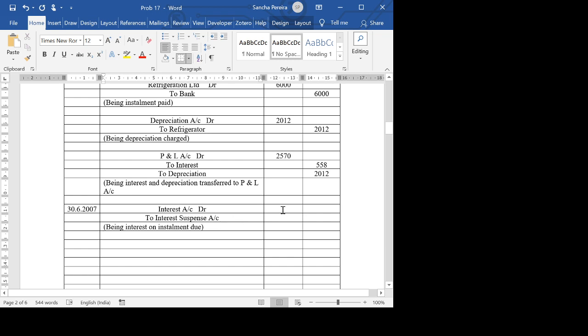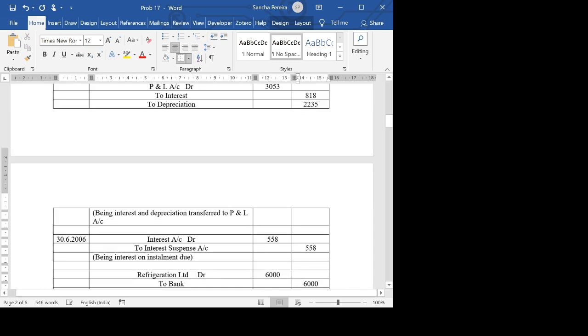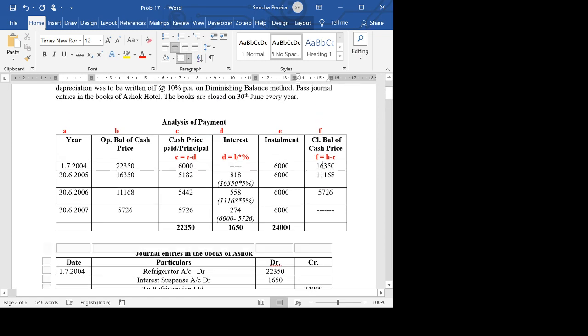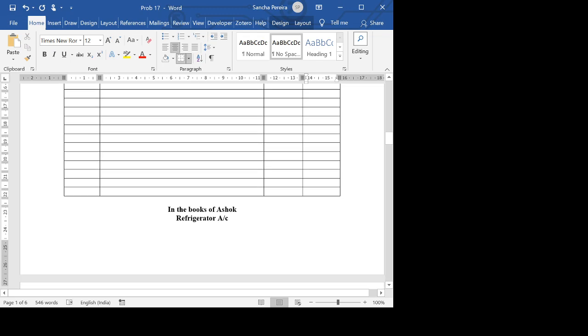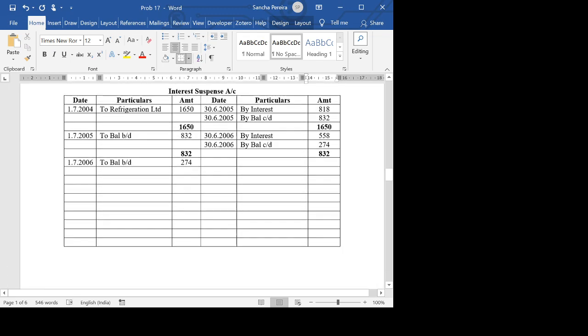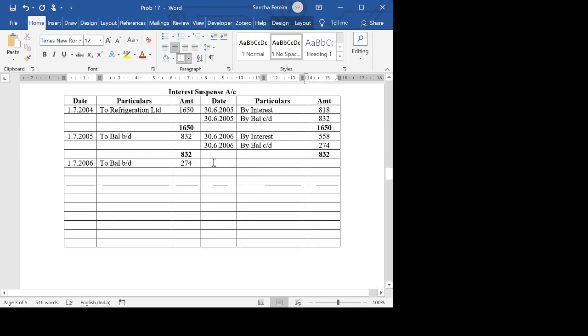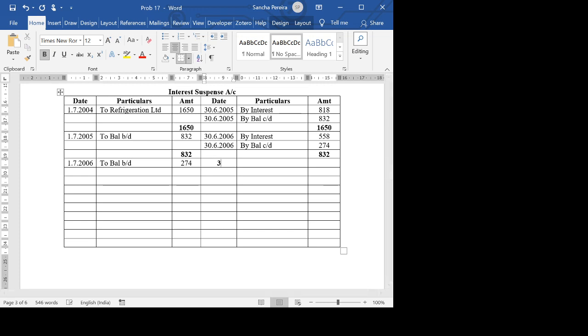Okay. So the last interest I think is 274. Let's check. Yes, last interest is 274. So post this accordingly in the relevant account. So in interest suspense, it will be by interest, 30th June 2007. Opening is the 1st July 2006. Closing will be 30th June 2007.